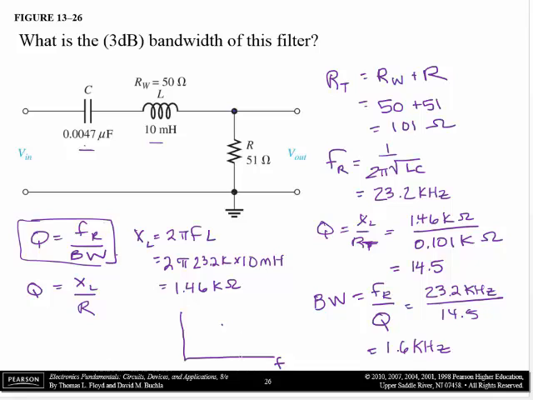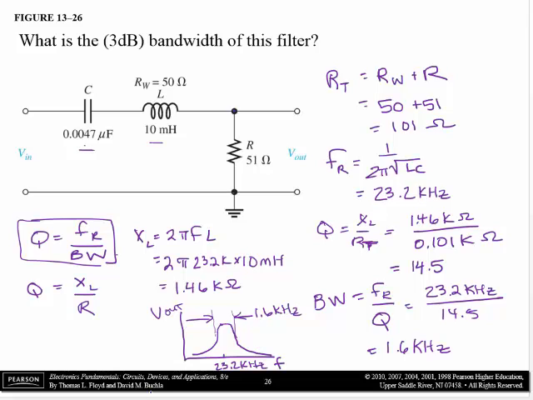So I can expect for this circuit, it'll have a peak somewhere here at 23.2 kHz, and then V out or I out, whichever way I want to look at it, is going to get less on each side of the resonant frequency. And the pass band here to here, the half power points, the 3 dB bandwidth, is going to be 1.6 kHz wide.